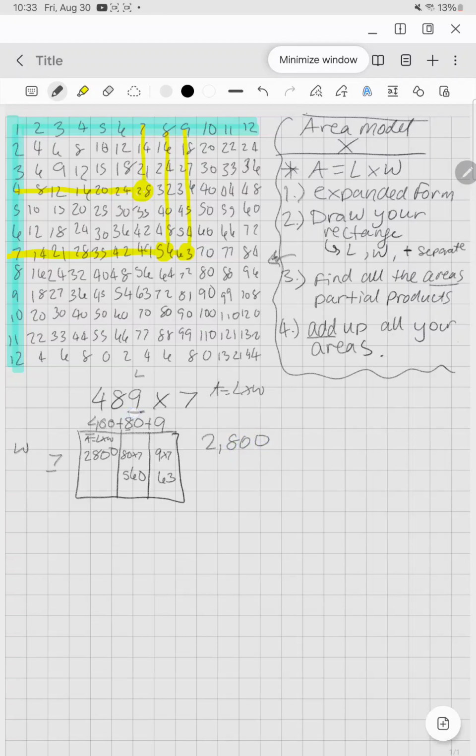And already before I do this, I already know 7 times 9 is 63. So that means I'm going to have a 3 in my ones place. So let me go ahead and add this up. 560 and 63. And there is my answer.